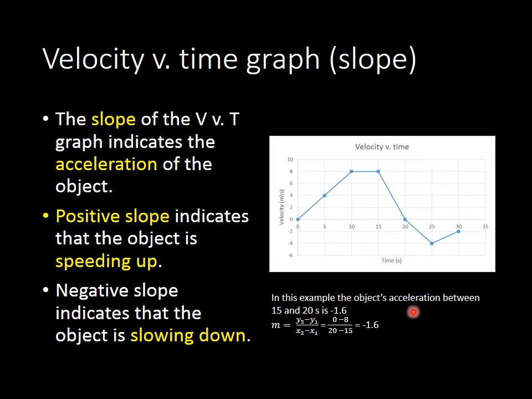If we were to calculate the object's acceleration between 15 and 20 seconds, we would come up with negative 1.6, using the same calculation that we used on the position versus time graph, that the slope is equal to y2 minus y1 over x2 minus x1. So plugging in coordinates for these points, 20, 0 and 15, 8, we come up with negative 1.6 as the slope. And that would be its average rate of acceleration in the negative direction.